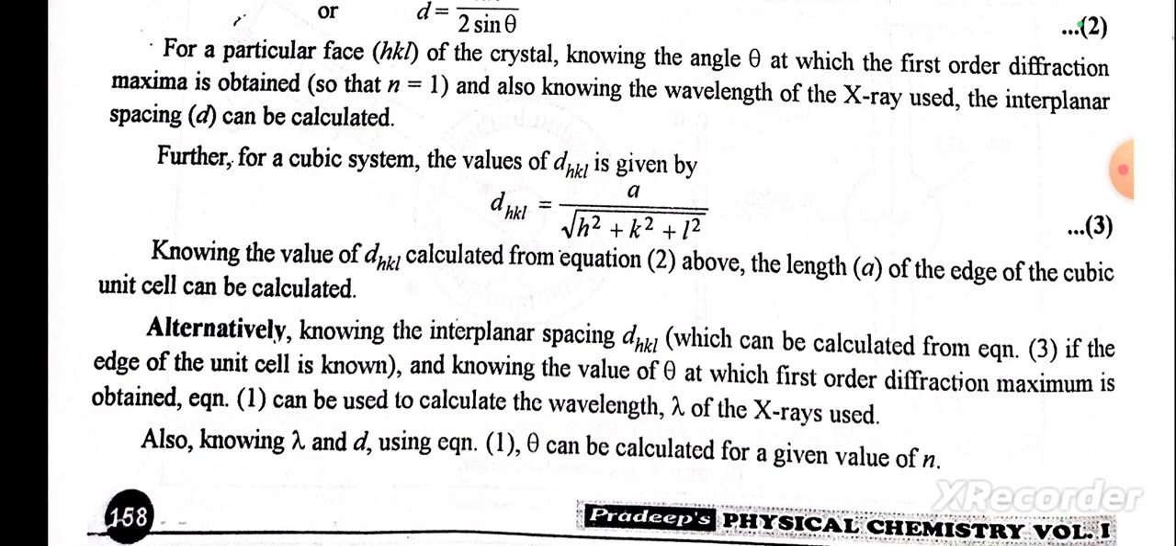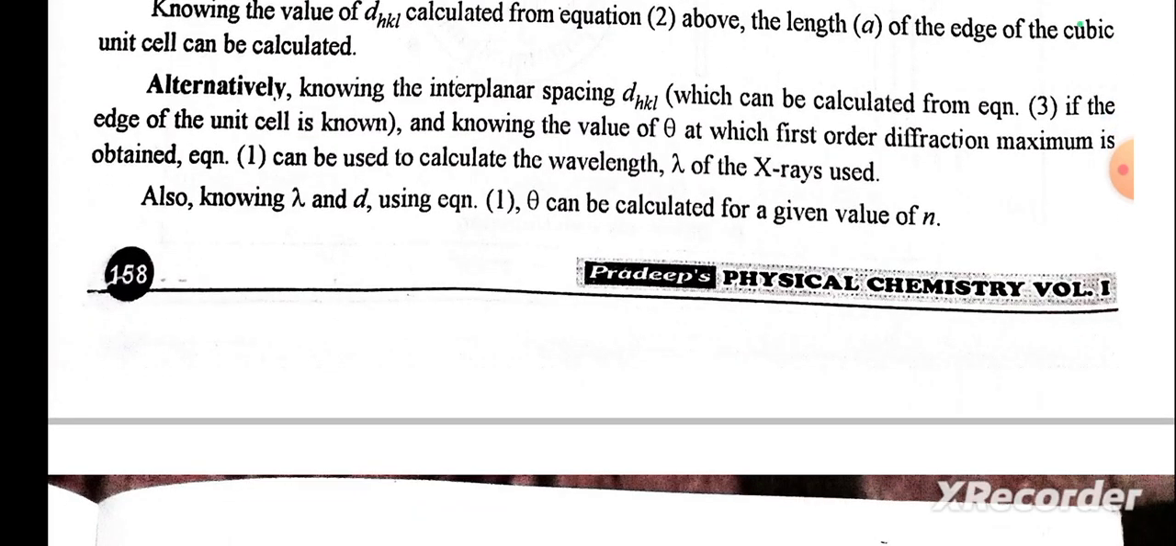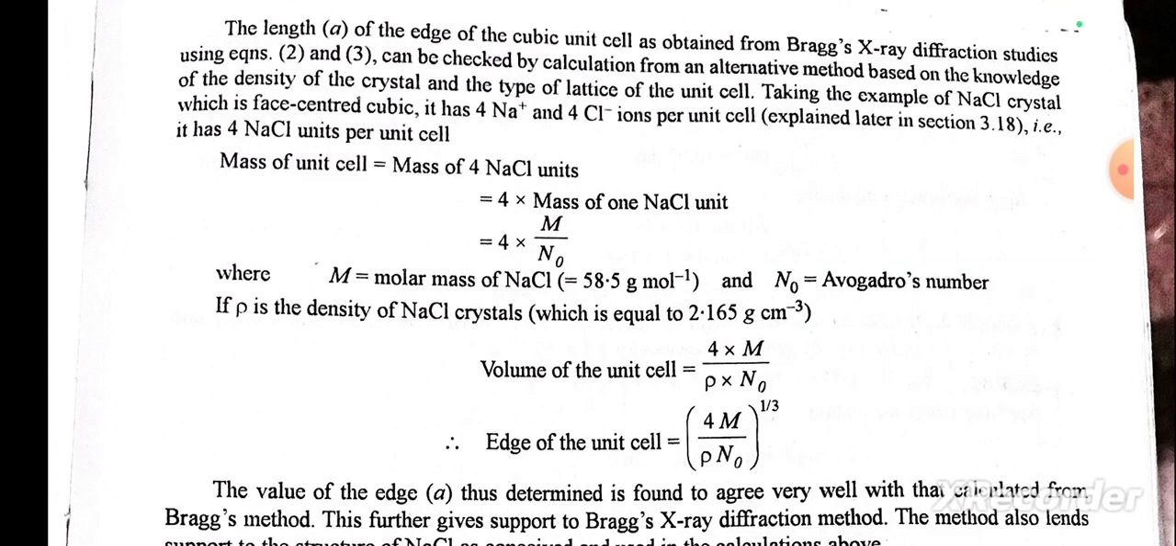Alternatively, knowing the interplanar spacing d_hkl, we can calculate it from the third equation. If the edge of the unit cell is known, then knowing the value of theta at a particular first order diffraction maximum, the first equation can be used to calculate the wavelength lambda of the X-rays. Also, having lambda and d, theta can be calculated from the first equation. The length a of the edge of the cubic unit cell is obtained by the various equations, and using equations second and third we can check the calculation by an alternative method based on the knowledge of the density of the crystal and the type of lattice of the unit cell.